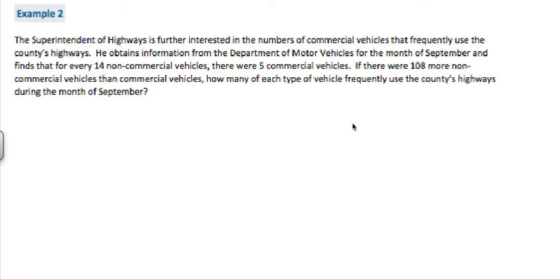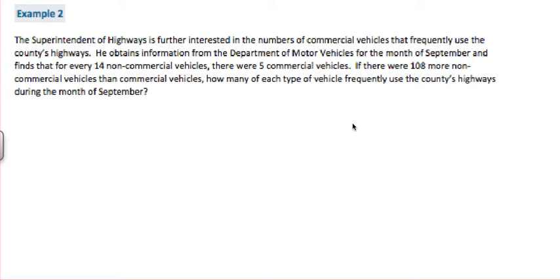In Lesson 5, Example 2, we're going to use tape diagrams to extend our understanding of comparisons and ratios. The Superintendent of Highways is further interested in the numbers of commercial vehicles that frequently use the county's highways.